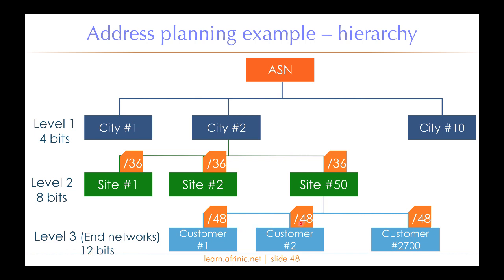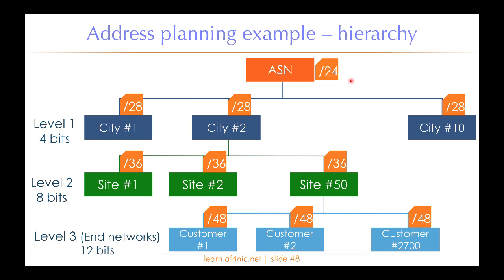Similarly, each city must have enough address space so that the 50 or more sites within it would each have a /36. And we get the amount of space by subtracting 8 bits from 36. And that's how we get for the city a /28. And of course, finally, the entire network must support the ability to give a /28 to at least 10 cities, and we get the amount of required space by 28 minus 4, which is /24, which we calculated.